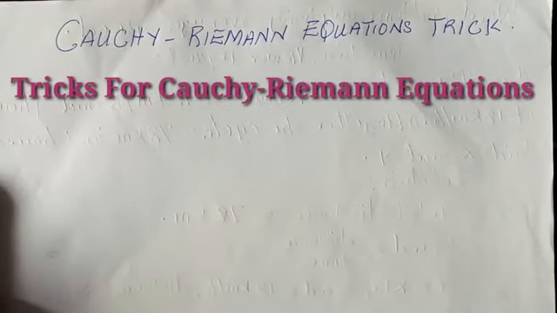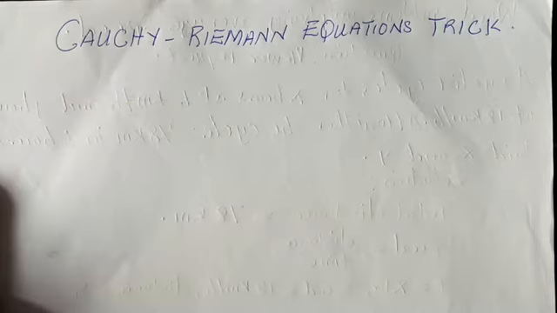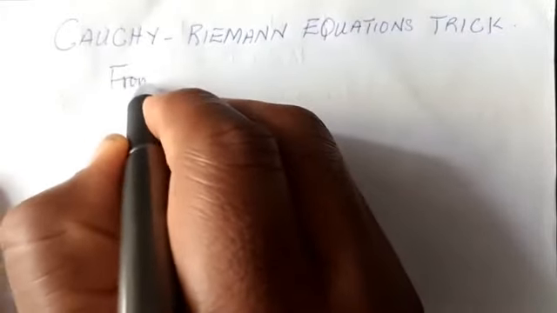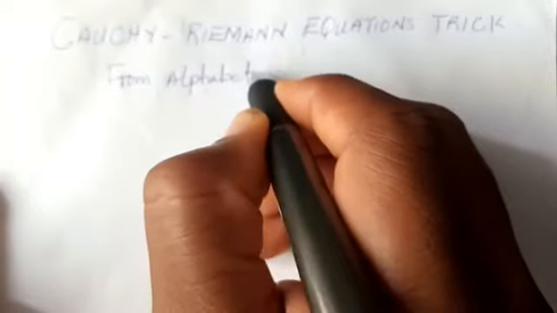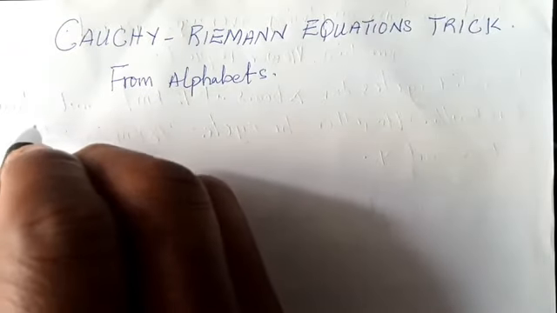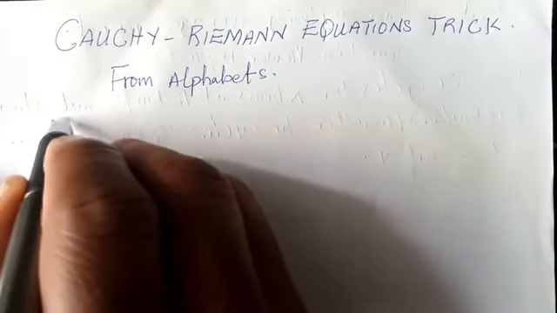Cauchy-Riemann equations trick. I made these tricks after going through finding a way to prove this equation, but then at the end I ended up finding these tricks. And listen, this is a complex analysis question, and before coming here, I am sure you know what it is. I will not go into explaining how to get the equation. I only want to talk about the tricks on how you can memorize the equation yourself.